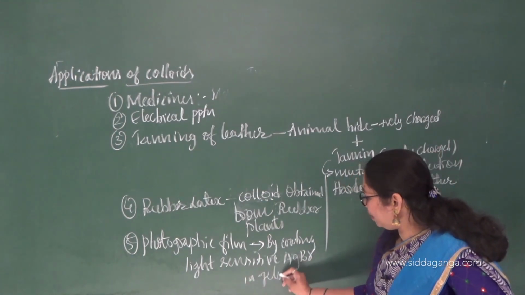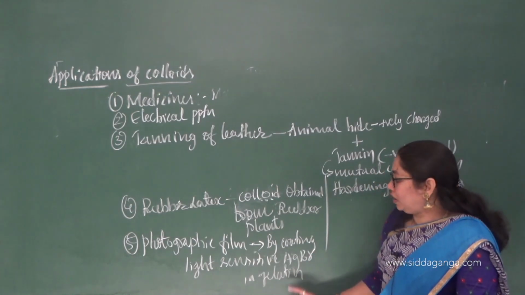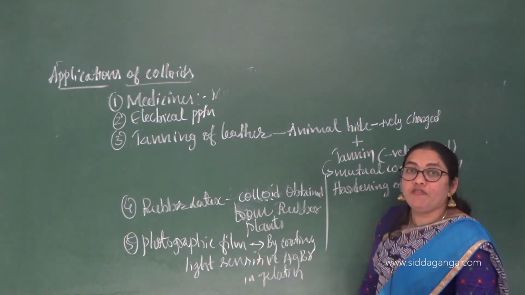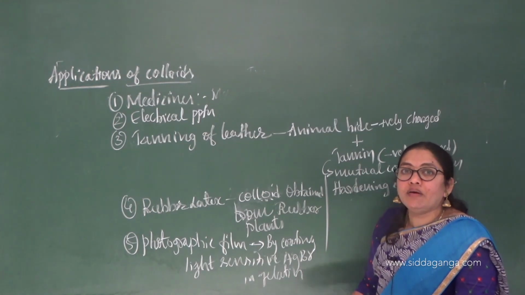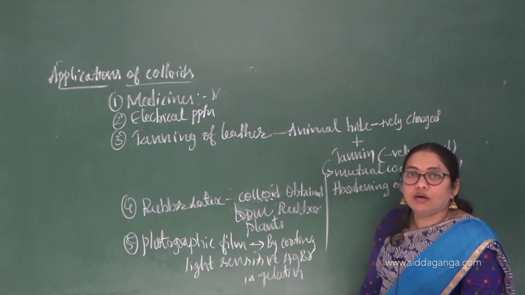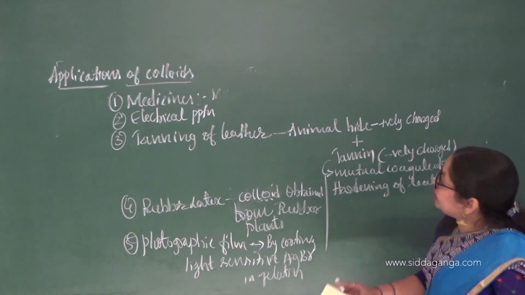This is nothing but an emulsion. Silver bromide in gelatin is an emulsion. So that is coated to what? Photographic films, which is very useful in taking photographs or in developing the image of a person. Okay. So likewise we can have some other examples also.